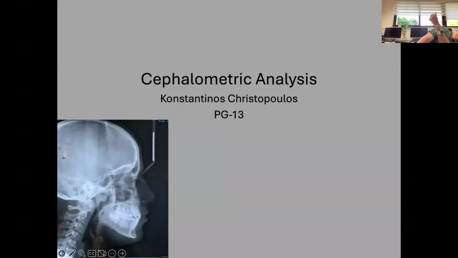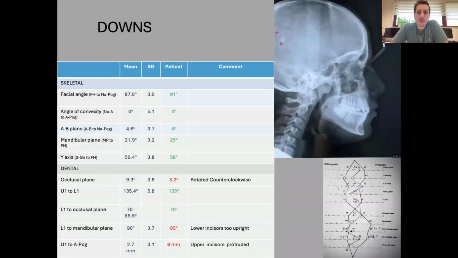Can you see my screen? Okay. So we can see on the Downs, it's pretty much on the normal means. We can see deviations on the occlusal plane, where we have a small angle, which indicates it's rotated counterclockwise. The lower incisors to the mandibular plane also have a smaller angle, so they're quite upright.